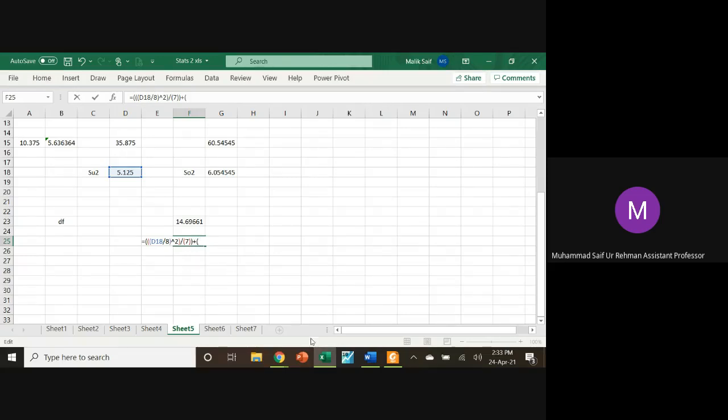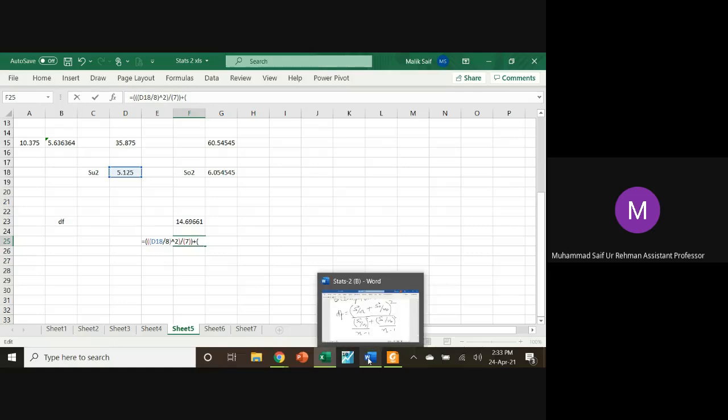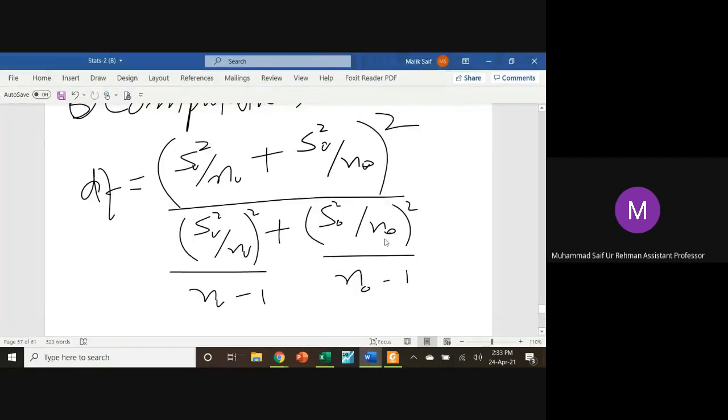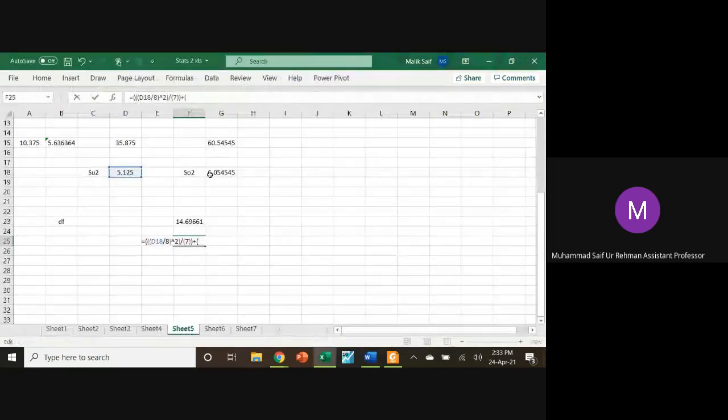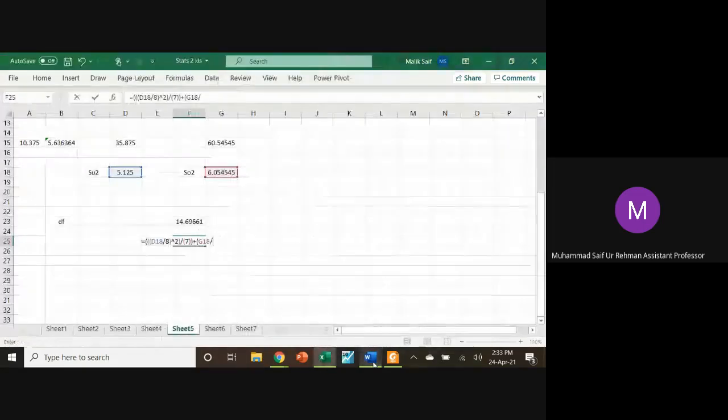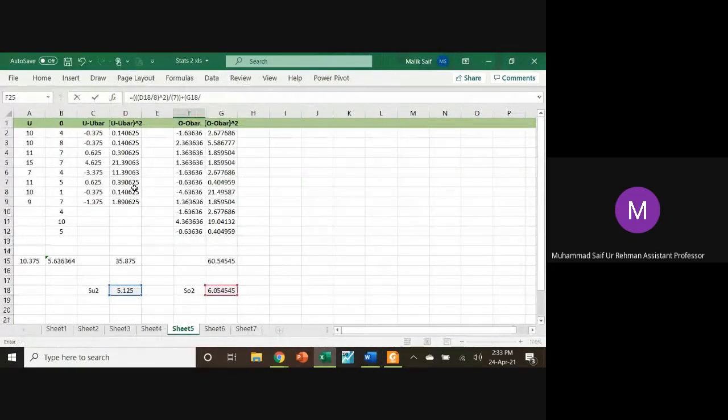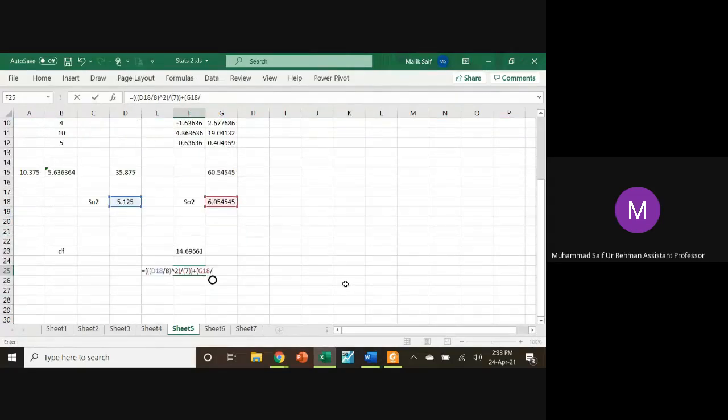So the other term is SO square. SO square divided by NO. So SO square is this. Okay. Divided with NO. So what was NO? Number of observations in this series? 11. So 11, right? And you have to take the square of this. So take square in this way.